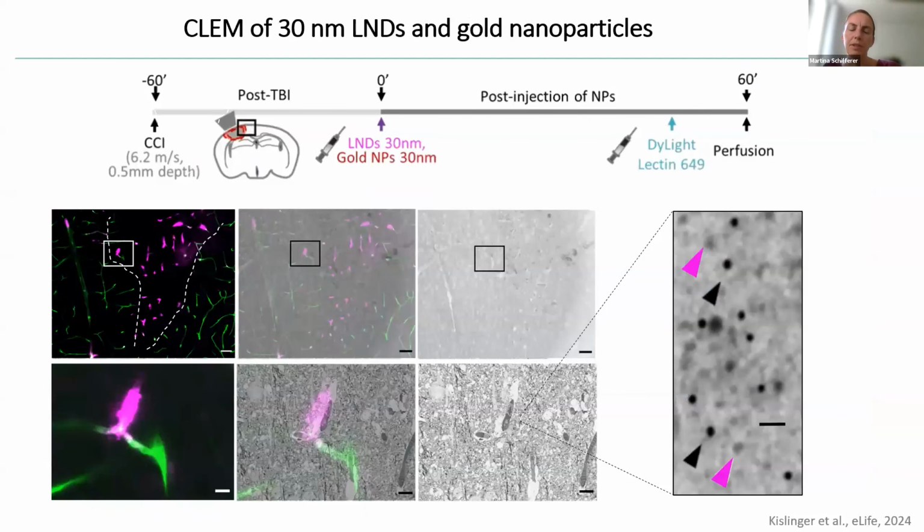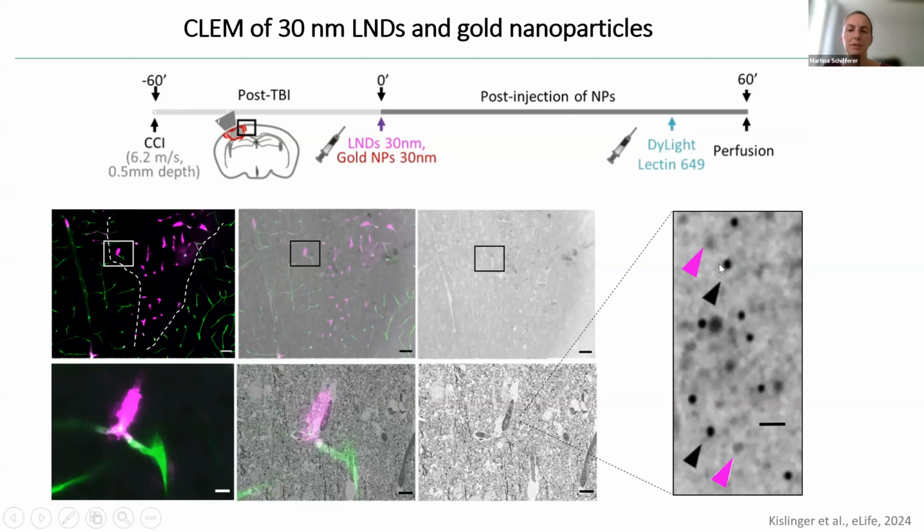However, what we found, as you could also see in the previous image, is that these lipid nanodroplets are not very uniform in size, and the gray value is also different. So, varying. That's why we co-injected gold nanoparticles of the same size: 30 nanometer gold particles along with the 30 nanometer lipid nanodroplets.